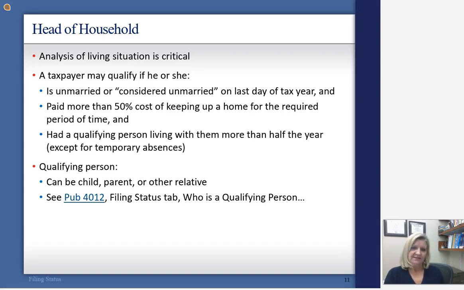So this does get a little complicated. The term qualifying relative is defined in Section C under dependents. So just make sure if you are trying to determine if someone is qualified to file head of household, I would recommend using the filing status wizard in TaxSlayer to help you with that, but also go through Section B and Section C of your 4012 to determine.